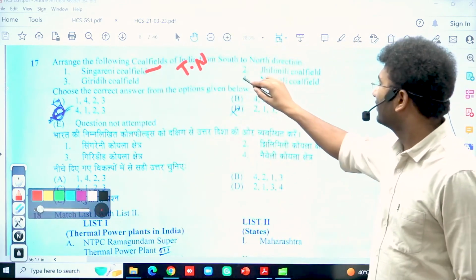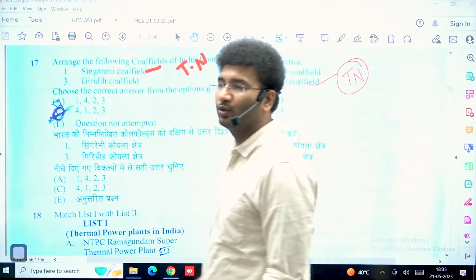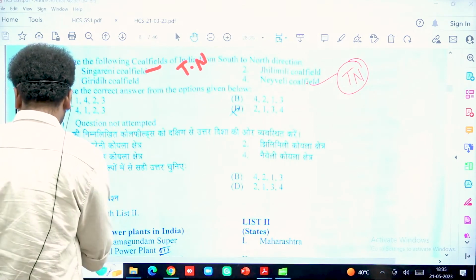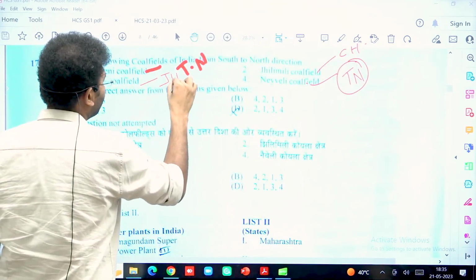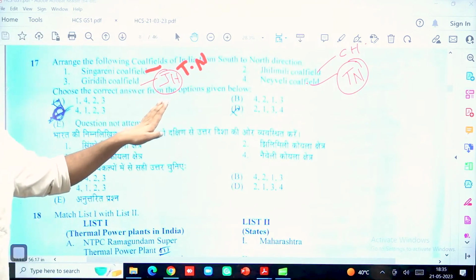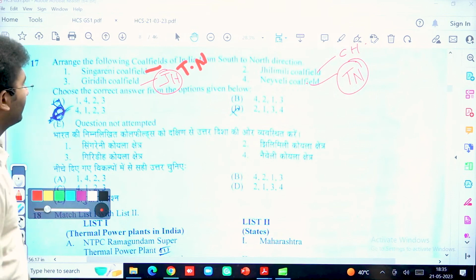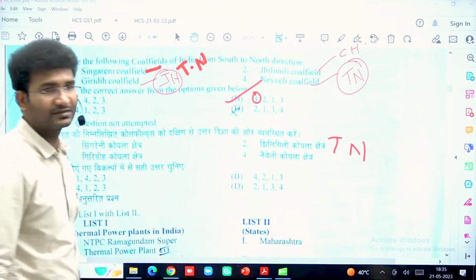Next, the Neyveli coalfields, where are they? They are in Tamil Nadu, right? Of the two other coalfields, one is in Chhattisgarh and the other is in Jharkhand. The Jilmili coalfields are in Chhattisgarh, and this other one is in Jharkhand. You can also use the elimination method here. With elimination, the answer is clearly identifiable: the southernmost is Tamil Nadu, that is the 4th one. You can mark this, right?